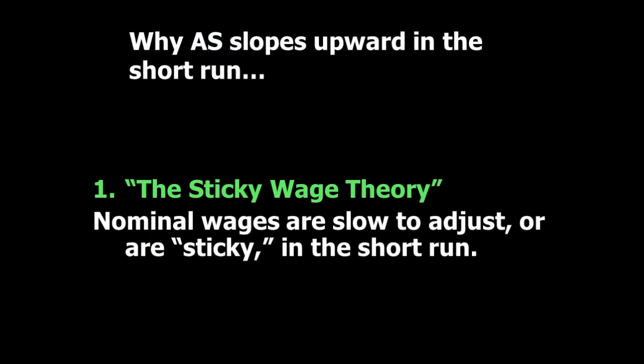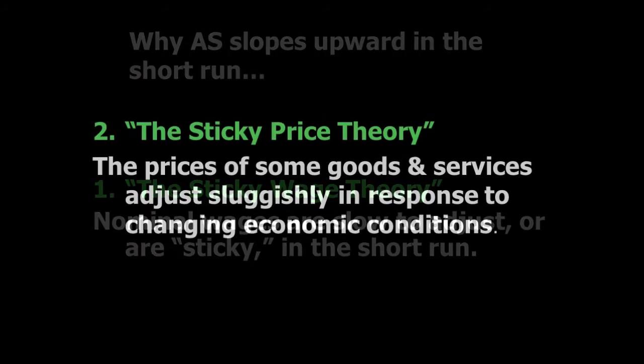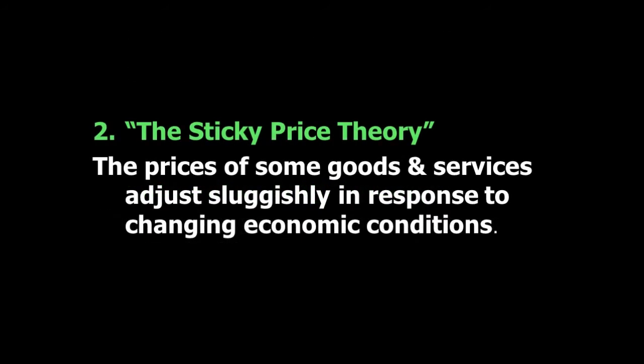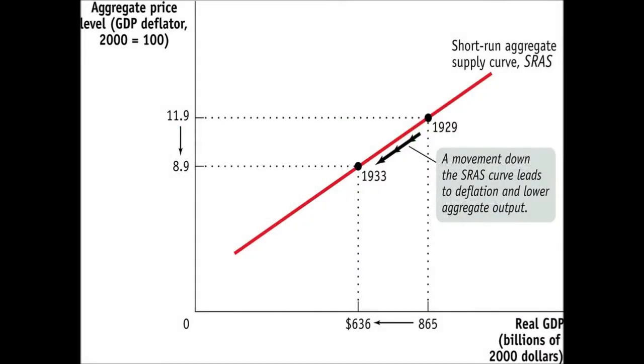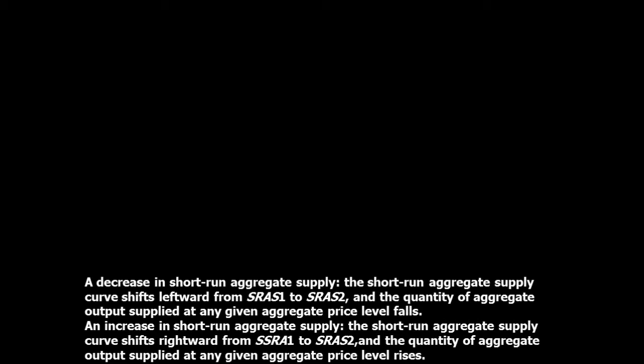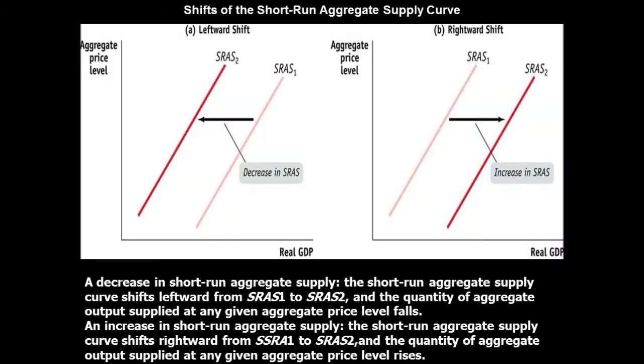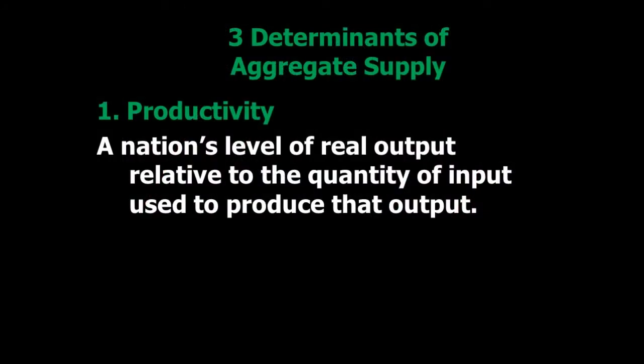Formulas for the multiplier. MPC plus MPS equals 1. 1 over MPS or 1 over 1 minus MPC. And the fourth, the tax multiplier, negative MPC over MPS. If you know those formulas, if you understand them, the rest of the test will be easy. I'll say that again. If you know them, the rest of the test will be easy.